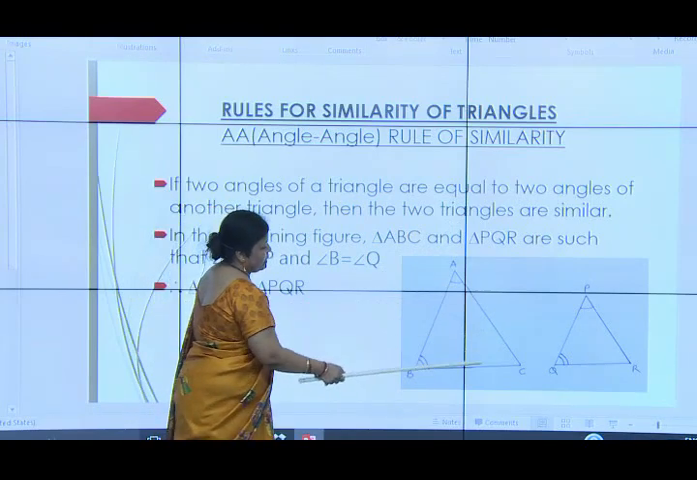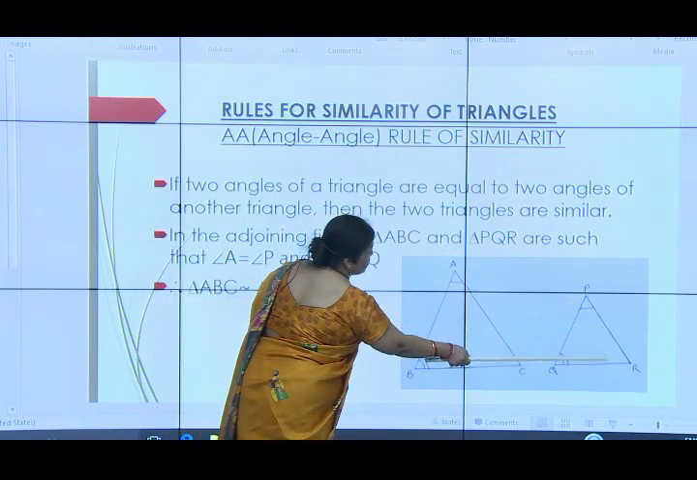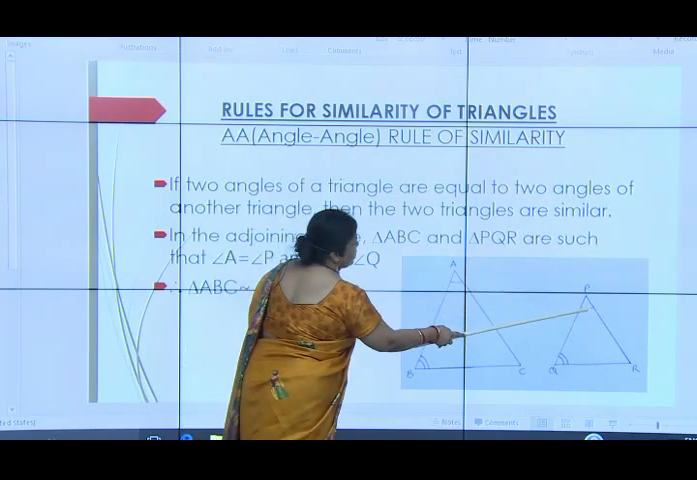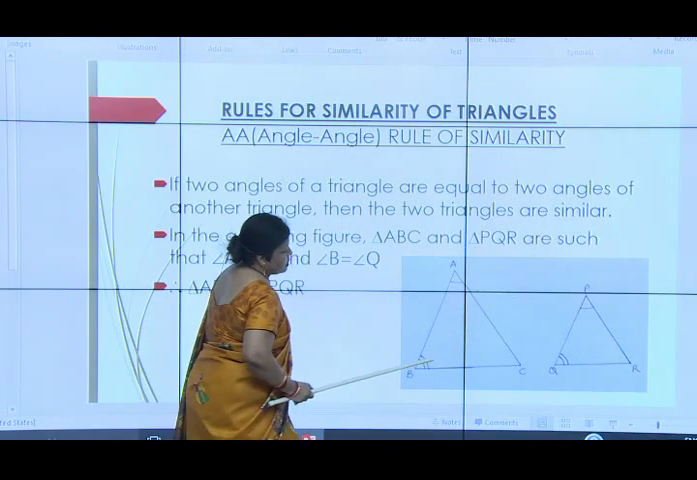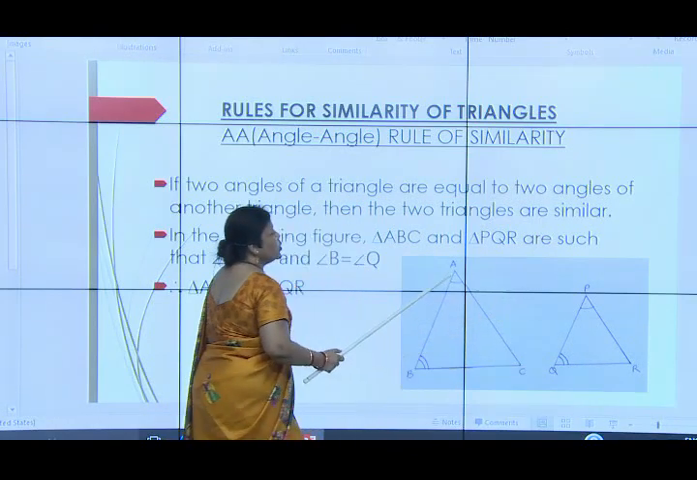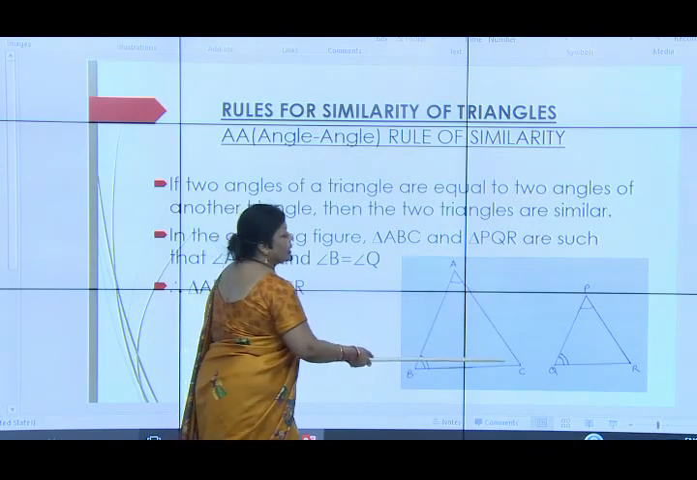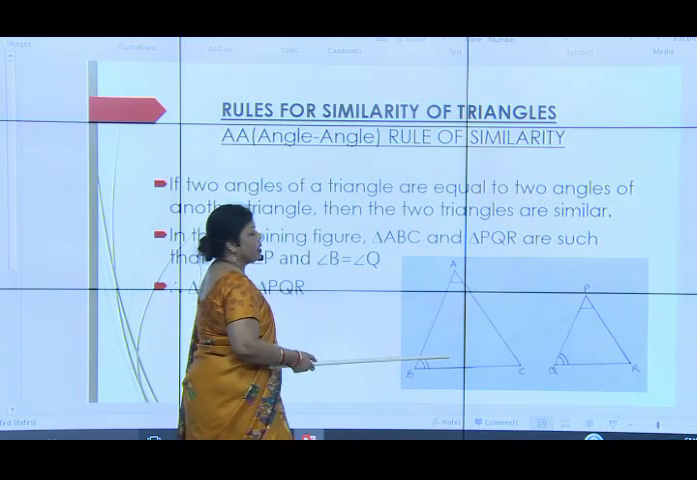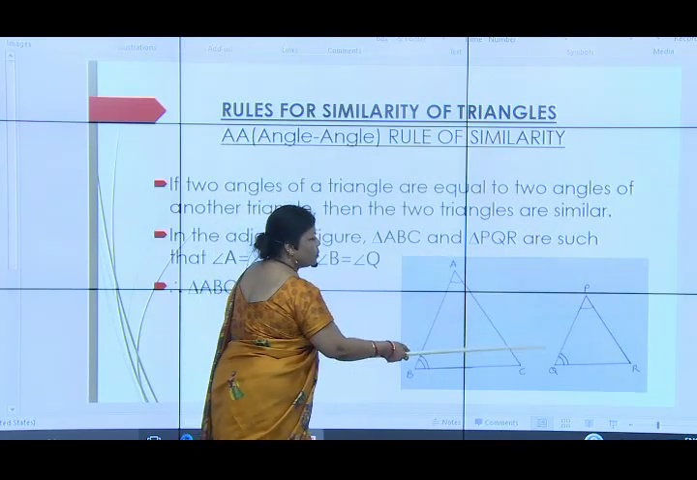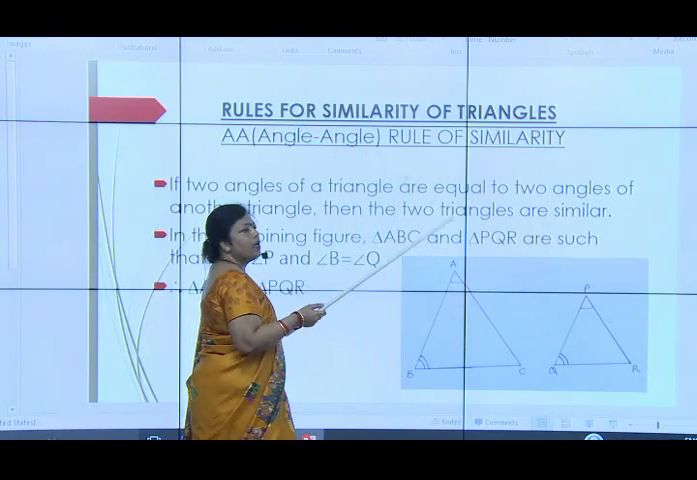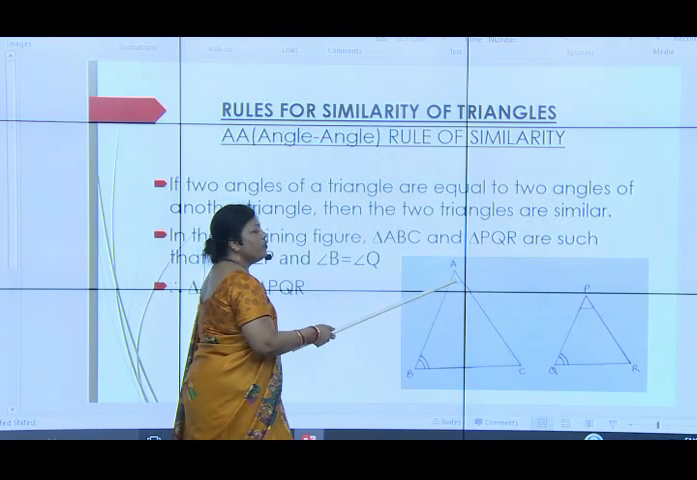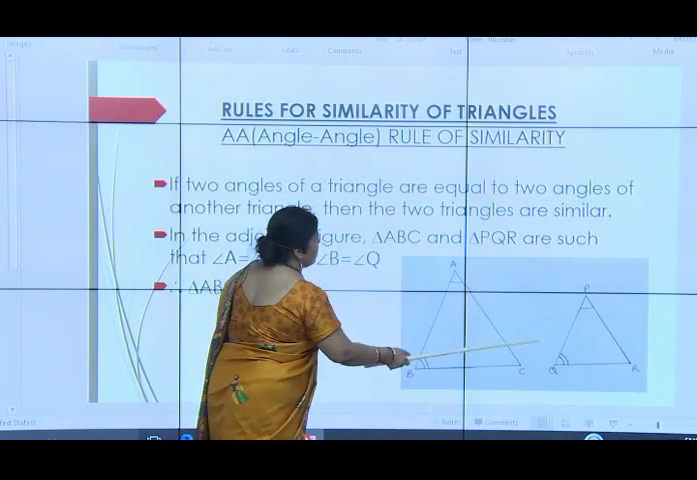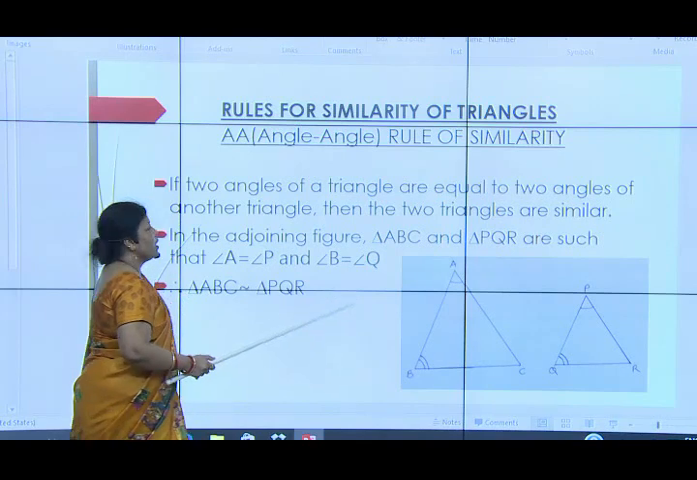Now you can see triangle ABC and triangle PQR. Here you can see that angle A is equal to angle P and angle B is equal to angle Q. Now if two angles of a triangle are equal, automatically the third angle will become equal, because by the angle sum property of a triangle we will get the third angle and that will also be equal. So instead of going for all three angles, if we have two angles equal, then the two triangles will become similar by the AA rule.